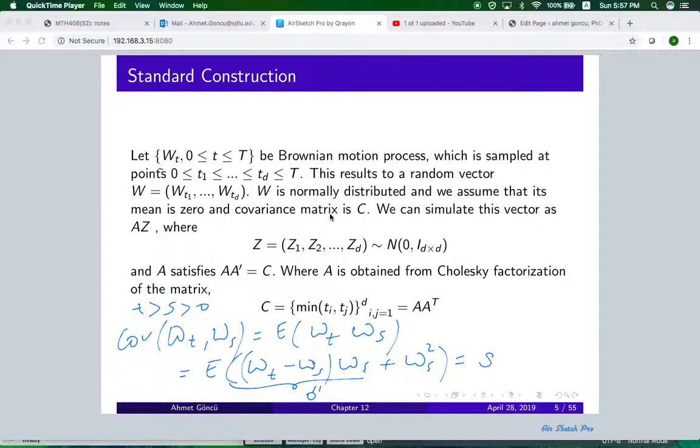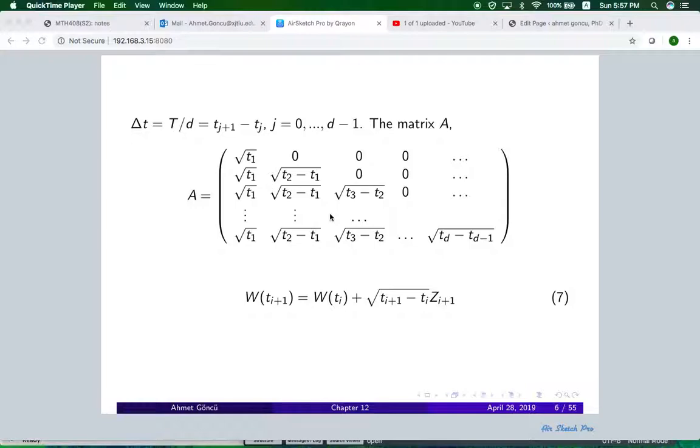So we can see that the covariance of each pair in this form, of course we will consider different time steps here from t1 to t_d, is going to be simply the minimum of these two time steps, as we have seen here. Okay, so this covariance matrix can be clearly written. Actually, in the next slide we can see that. And this covariance matrix can be decomposed using the Cholesky decomposition. So that will give us this A.